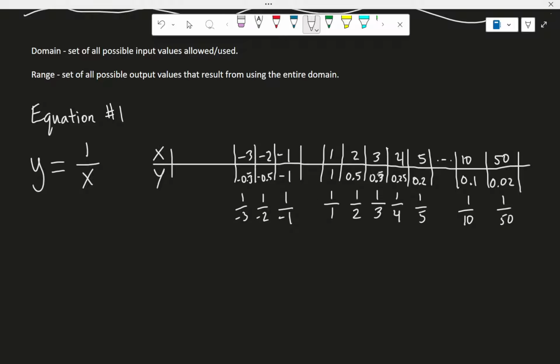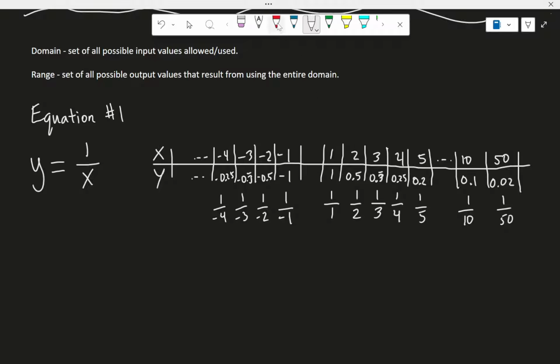And so just like I pretty much could plug in any positive number I wanted, I think I could just plug in any negative number I want. Like I could plug in -4 and get the fraction for that, which is 1 divided by -4, which would just be -0.25. And so I could keep doing this over here for the negatives, just like I did the positives, but I feel like I can plug in anything I want. The set of all possible input values that are allowed or that I use. I think I could use anything.